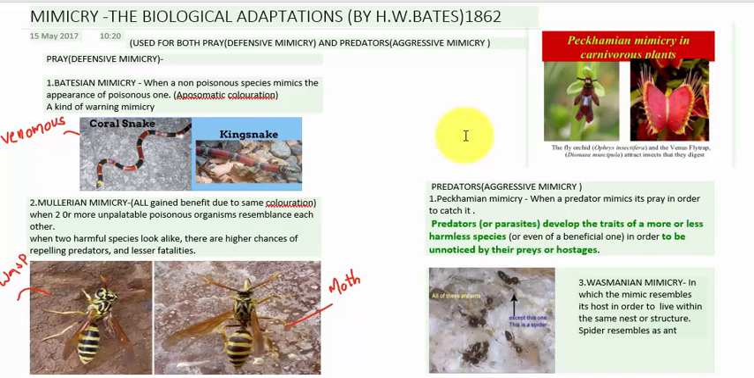It generally occurs in carnivorous plants. An example is the fly orchid and the Venus flytrap. They attract the insects and digest them. So this is all about an overview of mimicry, the types.